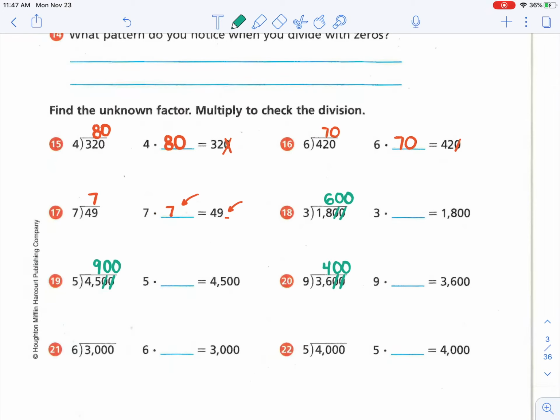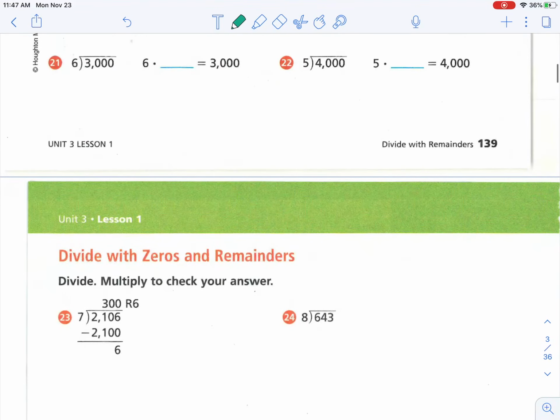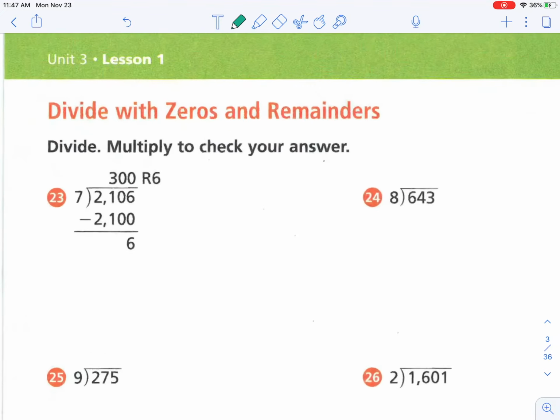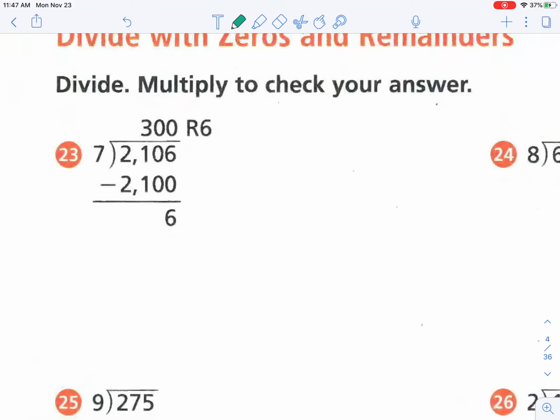Now, using our zeros trick can be pretty fun. Let's see if we can transfer that to a problem that's a little more difficult. Turn in your practice book to page 140. Let's look what they did here in this first example.